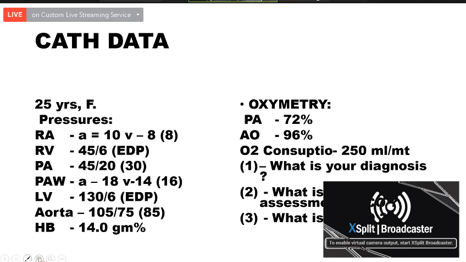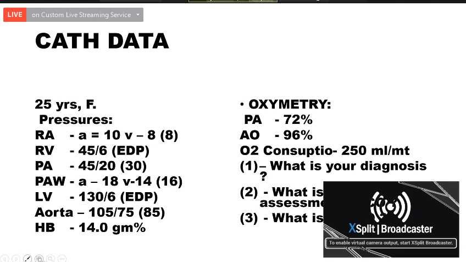And the gradient across the aortic valve and pulmonary valve: 15 on the aortic valve. The pulmonary valve is much less, about 6 to 8. So on the systemic side, up to 15 is all right, aortic valve. On the pulmonary side, less than that. Very often it is only less than 10.